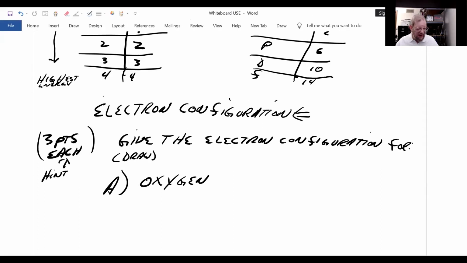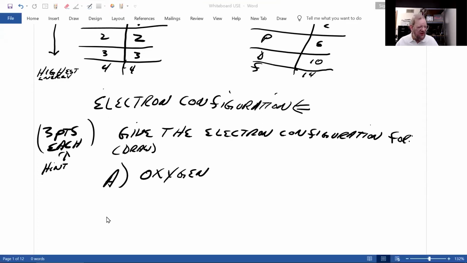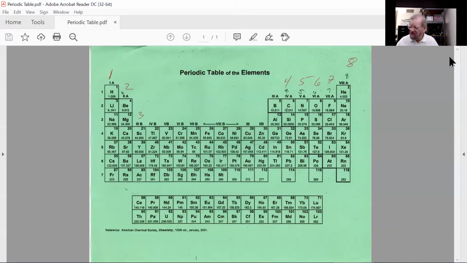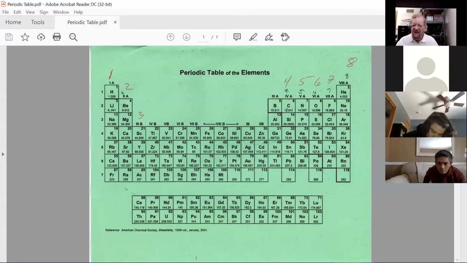And hold on while I open up my periodic table, which I didn't do. And hopefully it looks familiar. It's the one you use for test 1 and 2 and 3 and 4 and the final. And let me make it visible to you. Let me check. Everybody see the periodic table?